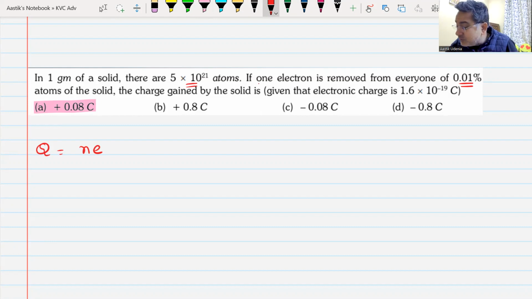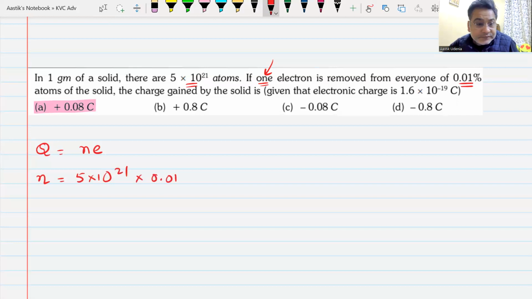When one electron is removed, remember that this could have been 3 electrons removed, so you have to multiply it by this. So the number of electrons that are removed is 5 into 10 raised to the power 21 multiplied by 0.01 divided by 100. Yes or no? Yes, sir. So that will give you the number of electrons. You just multiply it by the charge and, since electrons are removed, it would be a positive charge, and that is our answer. Do we understand this? Yes, sir.